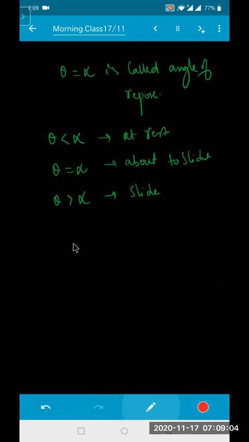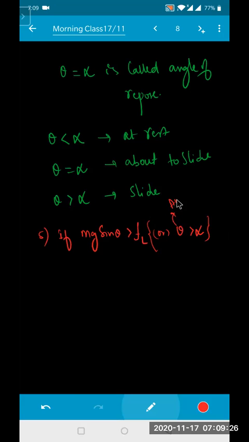This one is the fourth one. No, fifth point I'll write here. If mg sin theta is greater than the limiting friction, or I can say that theta is greater than alpha. Theta is what? Angle of inclination. Alpha is known as angle of repose. Theta is known as angle of inclination, and alpha is your angle of repose, the minimum angle at which the body is ready to move.